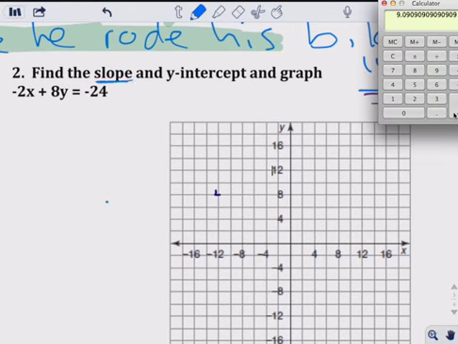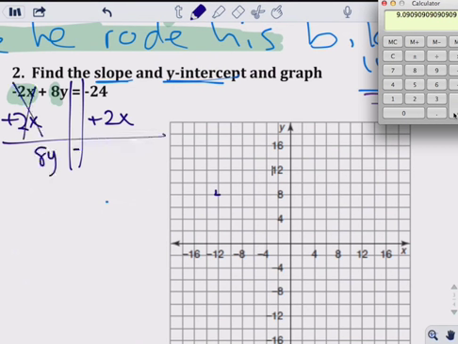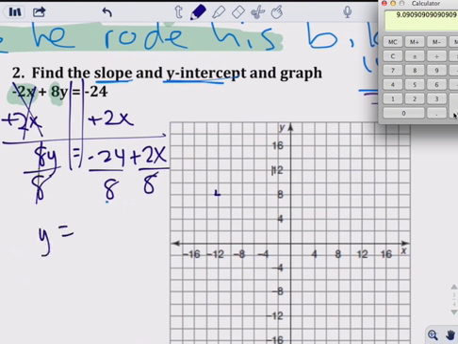Okay, find the slope and the y-intercept. You cannot find the slope as long as there's a letter next to y. You have to isolate y, get y by itself, so we get rid of 2x first. Add 2x, and that gives you 8y equals 2x minus 24, or negative 24 plus 2x. Divide by 8. y equals negative 4, and you cannot divide this because the numerator is too small, plus 1/4 x.